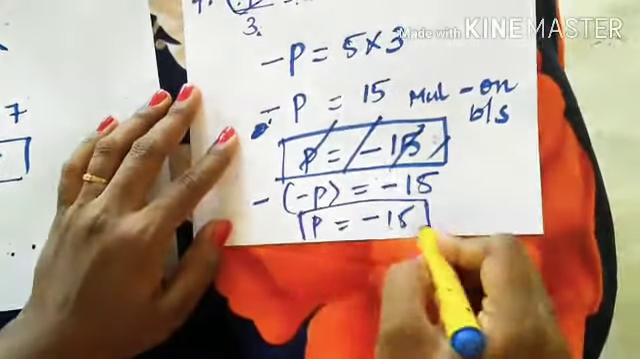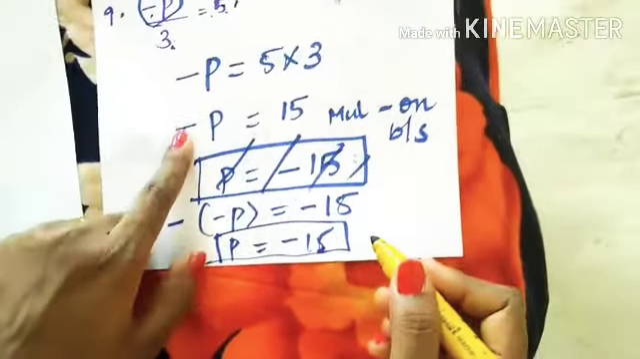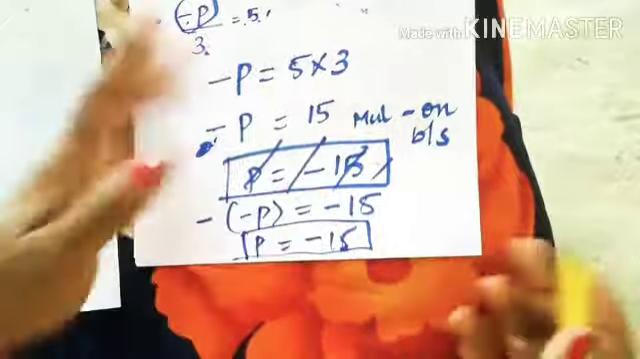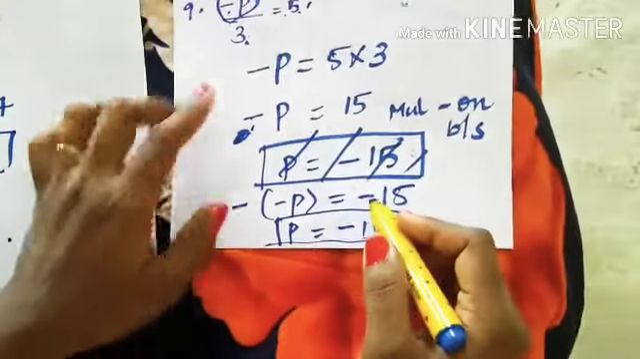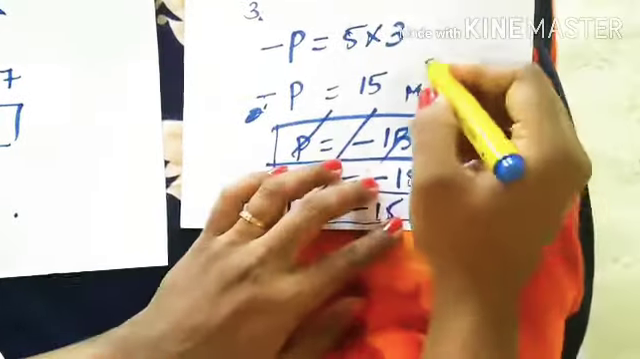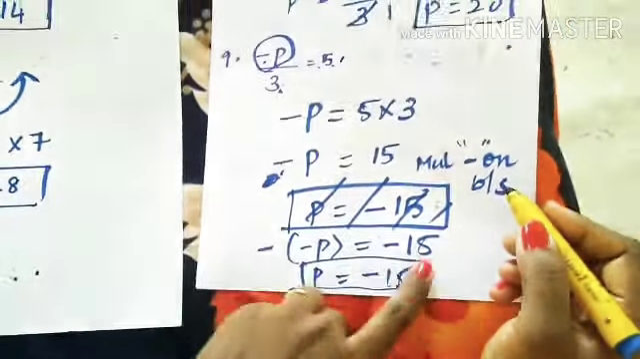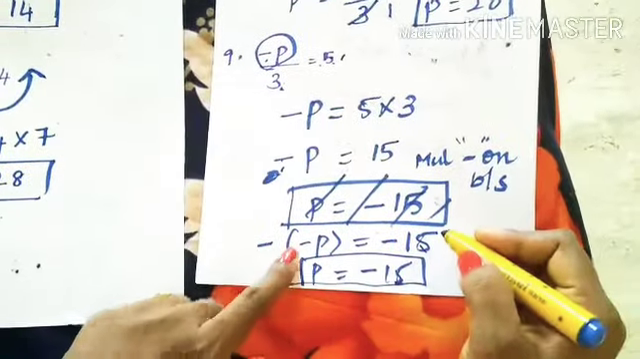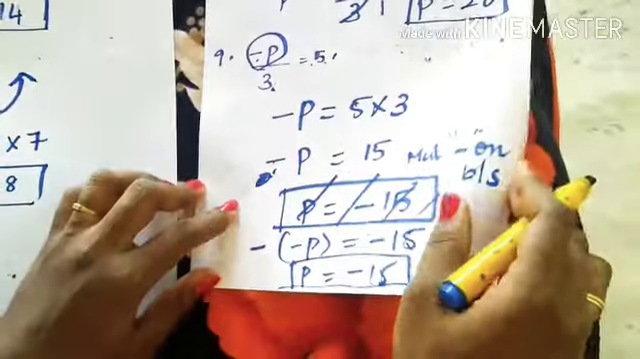So the actual proper method is like this. In a simpler way, we will write: when the minus sign on this side goes to that side, we will add the minus sign on that side. So the proper way is we should multiply minus on both sides. So minus of minus p is equal to minus 15. So minus minus plus p is equal to minus 15. Okay, next problem.